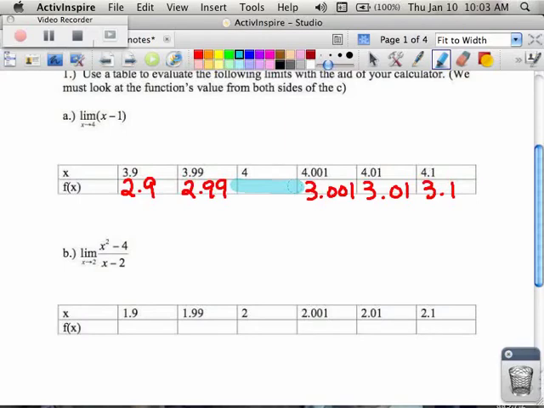Now the funny thing is, even if you got an error on your calculator, you could still tell me what you think you're getting really close to just by looking at what's happening on either side. What are you getting really close to? 3. And so actually if we plug in a 4, we do get a 3 in this case. But even if I didn't, even if my calculator said error, it wouldn't matter. Because from the left side and from the right side, I am approaching the y value of 3.